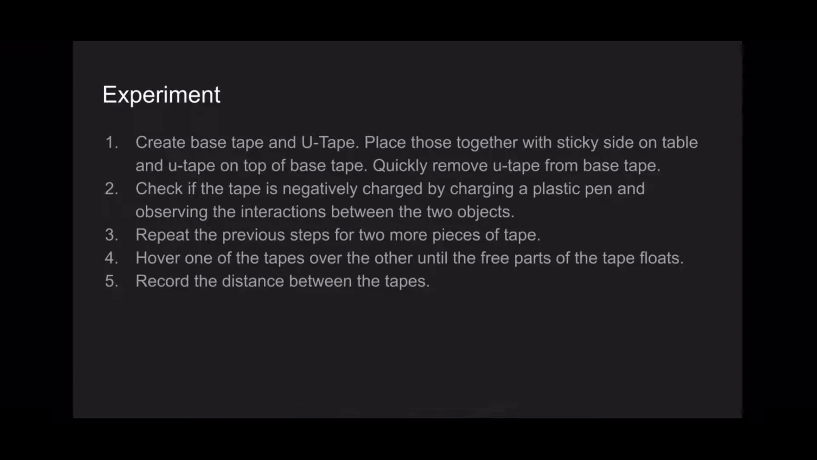In order to do the experiment, you must have two pieces of clear tape. First, create a base tape and a U-tape. Place those together with sticky side on table and U-tape on top of base tape. Then quickly remove U-tape from base tape. Step 2 is to check if the tape is negatively charged by charging a plastic pen and observing the interactions between the two objects. You can easily charge the plastic pen by rubbing it on a piece of cloth or hair.